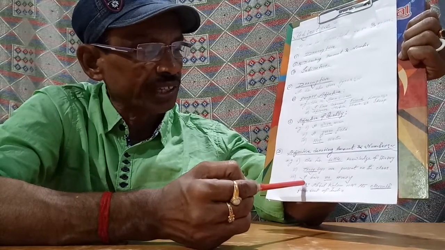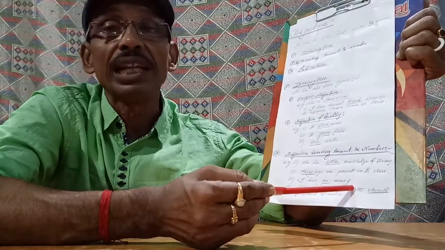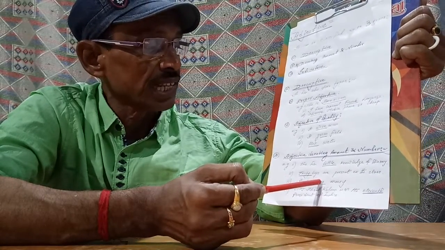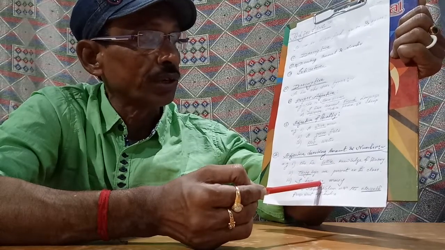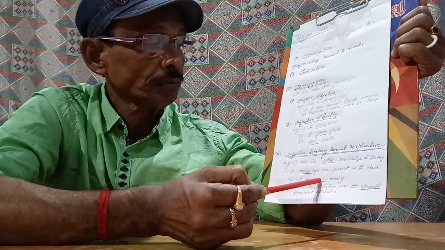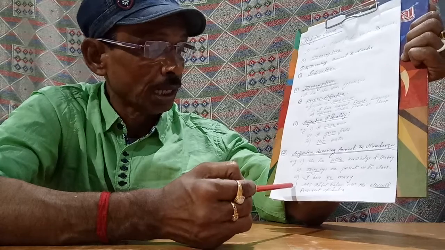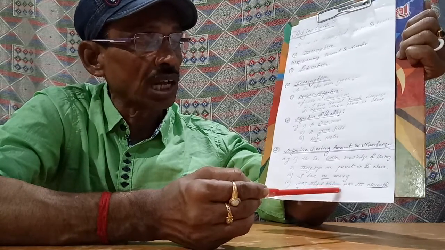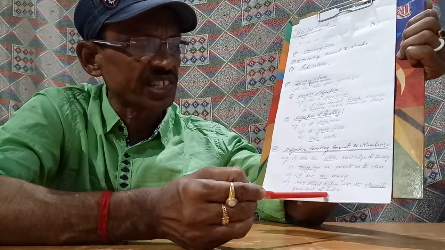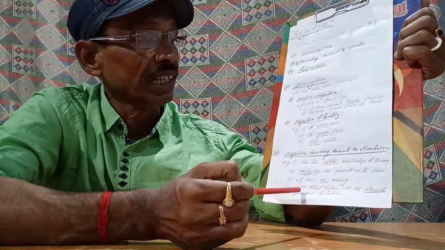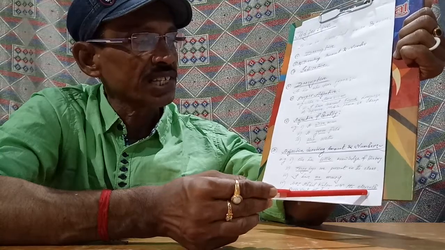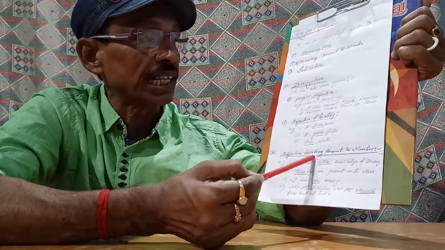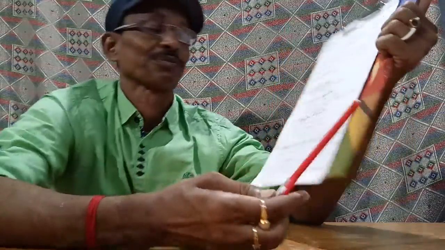Third example I have written here, I have no money. No, here it is the adjective denoting amount. No money. Fourth example, APJ Abdul Kalam was the 11th president of India. 11th is the example of adjective denoting number.